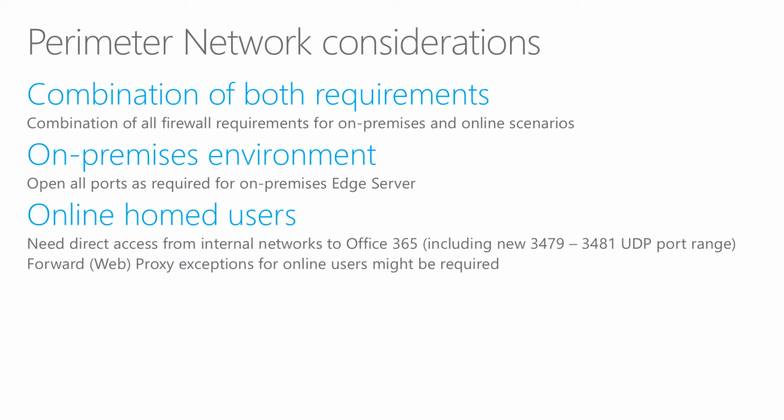So from a perimeter network perspective, you basically need to combine both requirements, the one from on premises and the one from the online scenario. It means that from the on-premises environment you need to open all ports for the on-premises edge server in the perimeter network, all the normal ports that you have to open for an on-premises deployment. And for online home users, those will need direct access from the internal network to Office 365, and be aware that those ports are sometimes changing. Now we include more UDP port range here, 3479 to 3481. And also forward proxy, also called web proxy, exceptions for online users might be required.